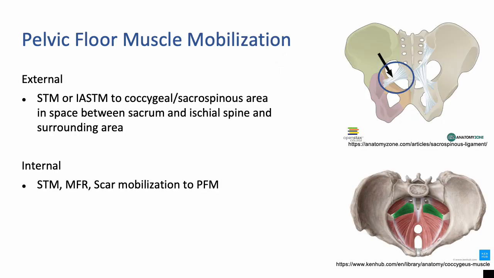Then for pelvic floor muscle mobilization, I prefer to do this externally and or externally and internally. So I use the instrument assisted soft tissue massage. I use the instruments to mobilize the soft tissue in that space between the sacrum and the ischial spine. I do go around the entire area, but I'm kind of targeting that sacrospinous coccygeal area because a lot of muscle tension can be held there. And then internally, you would just use a finger, and then you're just doing soft tissue massage and myofascial release in that area.